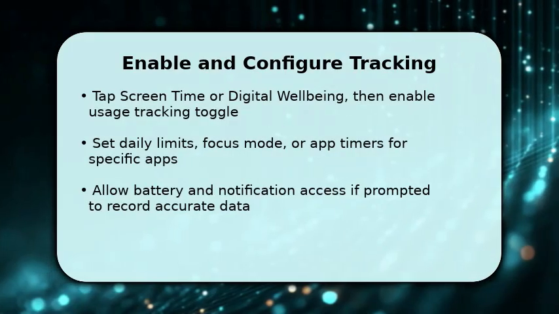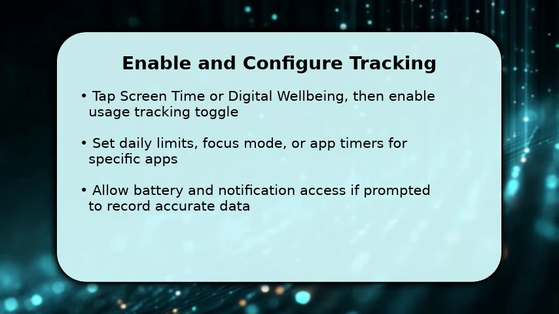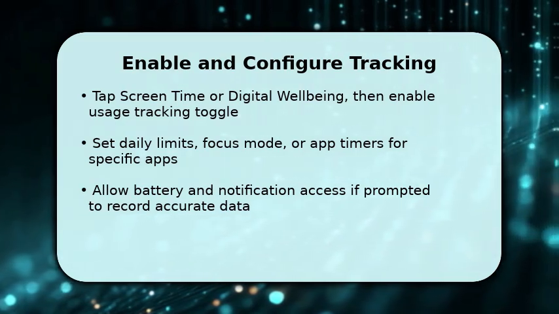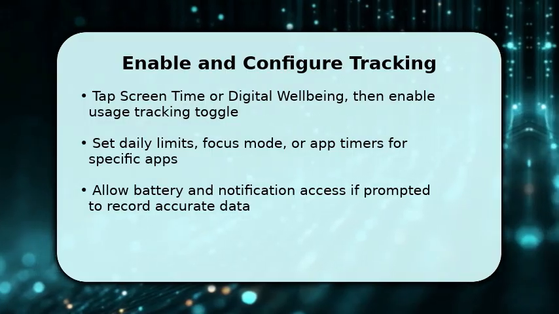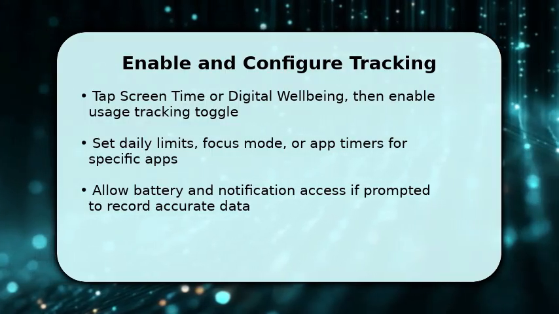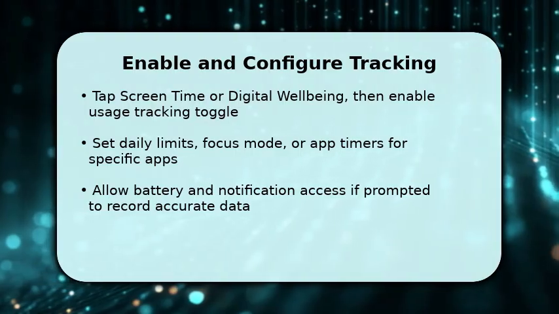Next, you enable tracking and configure what you want to monitor. Tap the Screen Time or Digital Wellbeing entry, then turn on the tracking toggle. If asked, grant permission for usage and notification access so data is complete.